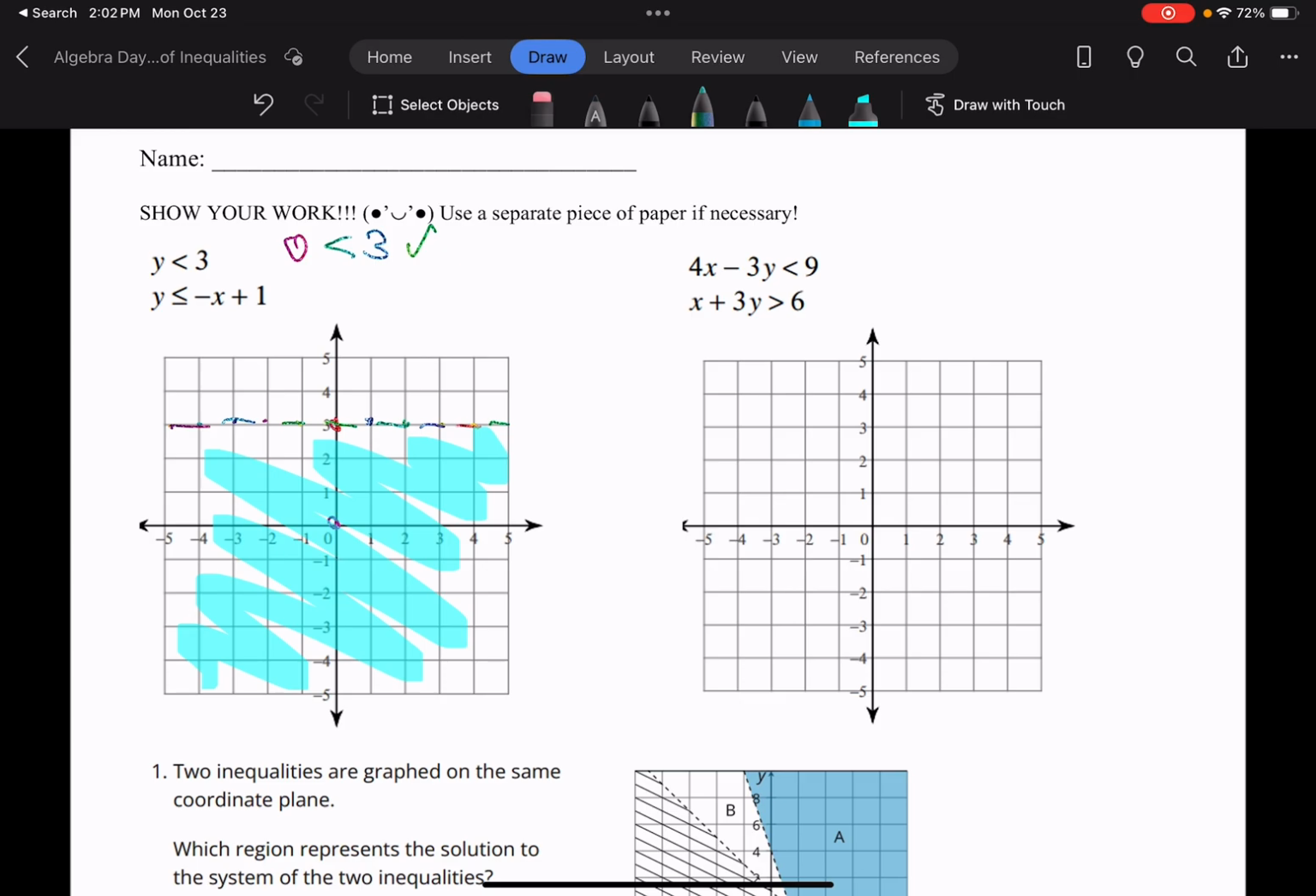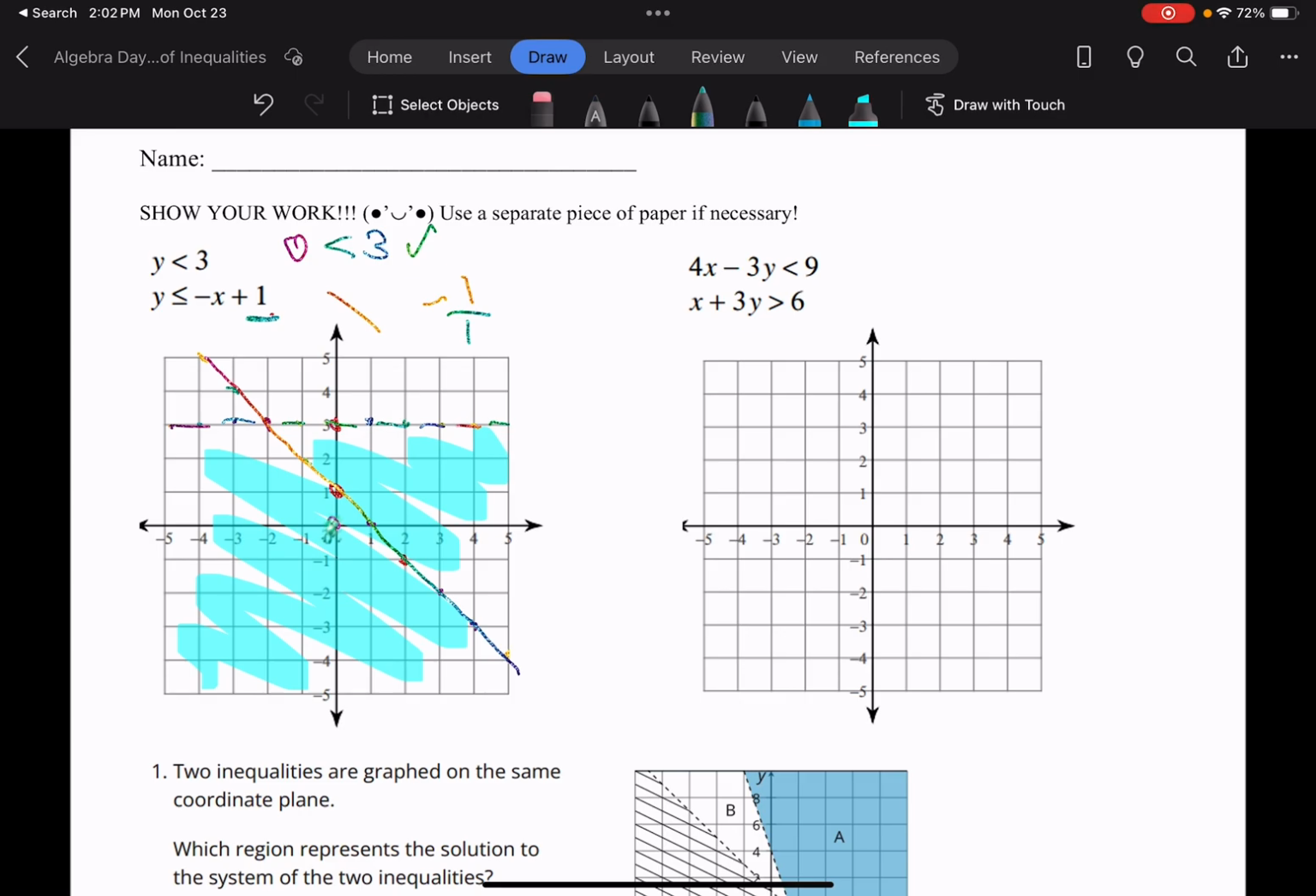Now for the other equation, I'm looking at a y-intercept of 1, so I'm going to start here, and then it says it's a negative slope, so it's going down this way, and it's negative 1 over 1. So down 1 over 1, down 1 over 1, down 1 over 1, and it should be forming a downhill slope. This is greater than or equal to, so this is going to be a solid line going down this way, and then I'm going to shade a side.